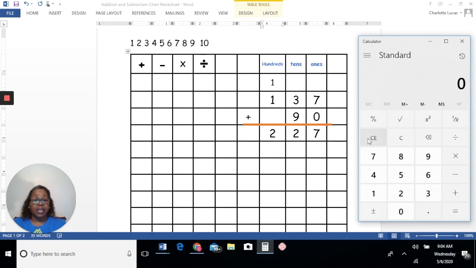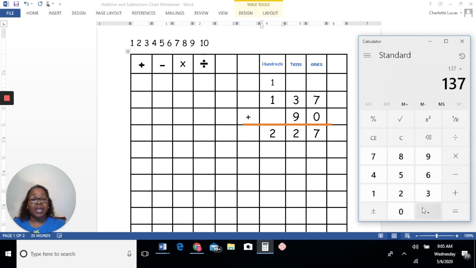137 plus 90. The digits are 1, the digit 3, and the digit 7. And the calculator lines it up just right. 137. We're going to add 90, which means we're going to hit the plus button. When we hit the plus button, as you see on the calculator, it moved the number up here, and this gives us a record of what we've done.